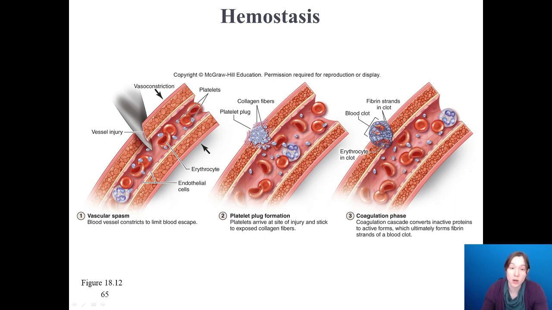All right, we're going to continue our blood lecture, chapter 18, with hemostasis. And as we talked about at the end of class last week, the first stage is vascular spasm, which is shown here. The second stage is platelet plug formation. And then finally we have the third stage, which is the coagulation phase.